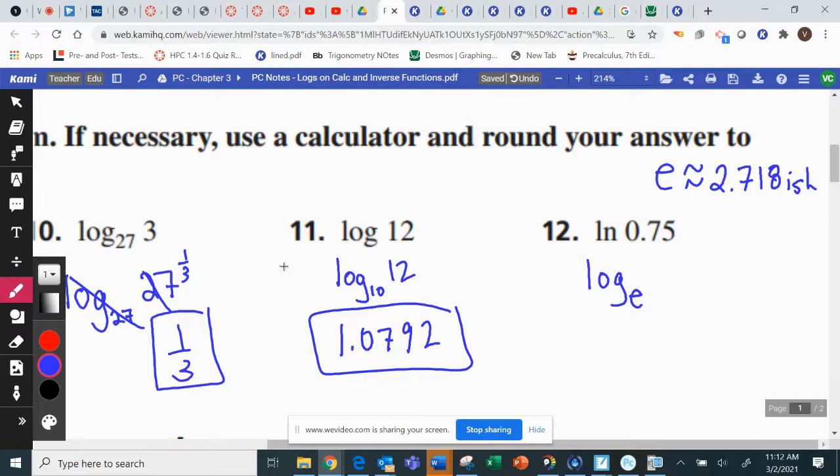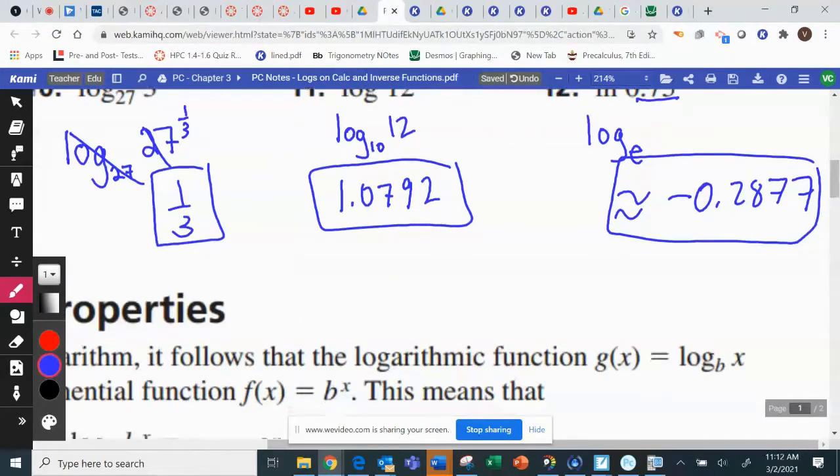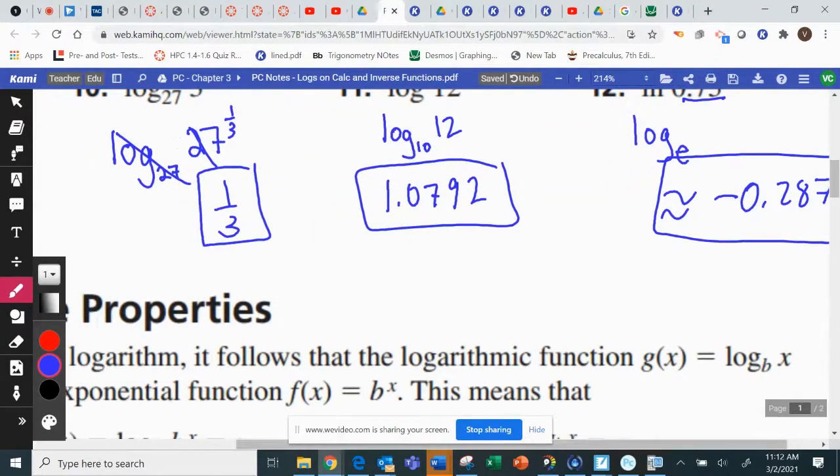Anyway, so this is log base e, and this is just like a random number. I won't be able to do this by hand. That is a calculator question. So I'll hit ln 0.75, enter, and we get negative 0.2877. And I just went over how to do that in the last video.